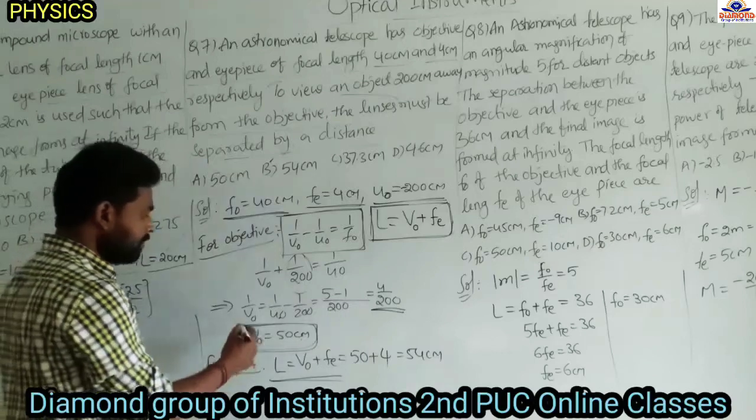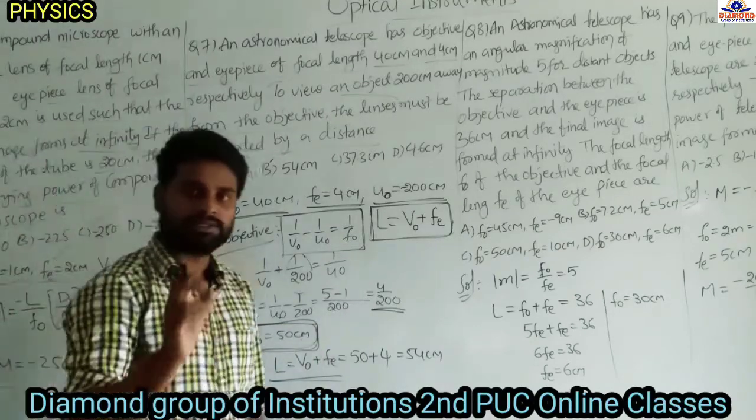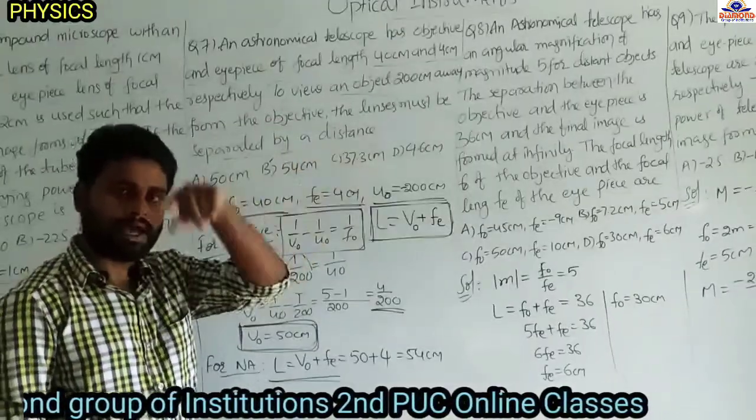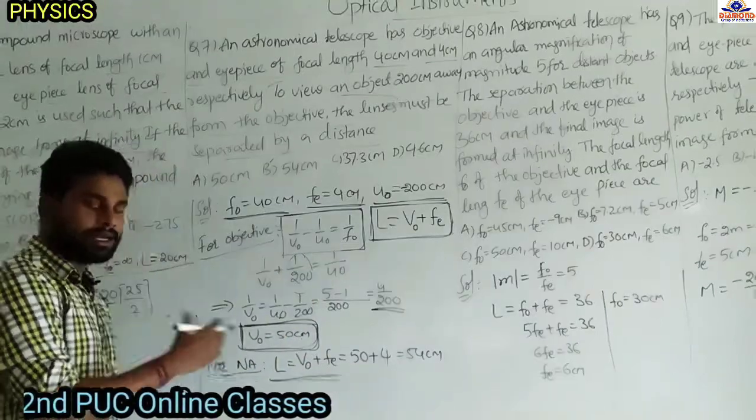So now v naught equal to 50 centimeters. That means the image distance from the objective lens is 50 centimeters. This image is forming at the focus of the eyepiece. Then the length of the tube, that condition is called the normal adjustment.